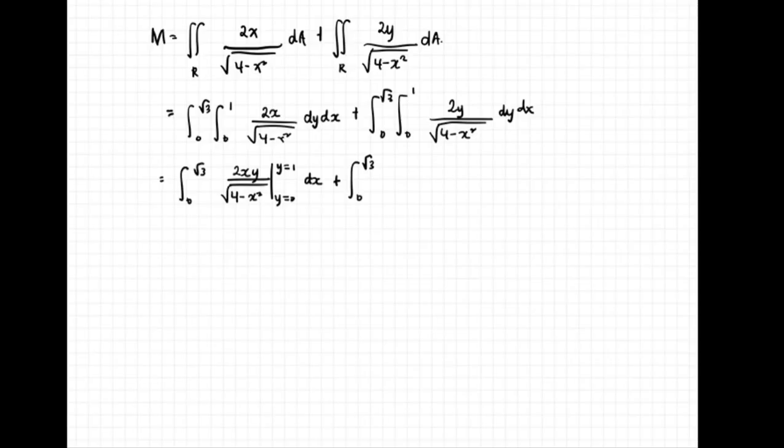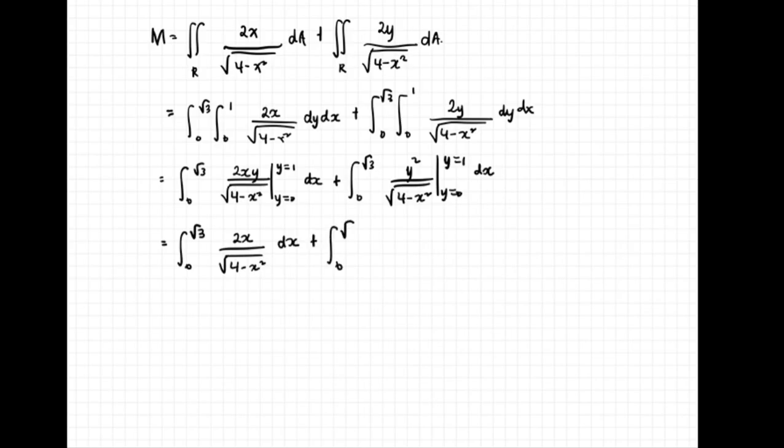So that would be y squared divided by the square root of 4 minus x squared, evaluated from y equals 0 going to y equals 1 dx. And so this is equal now to the integral from 0 to square root of 3. When y is 1, you have here 2x divided by the square root of 4 minus x squared dx, plus the integral from 0 to square root of 3 of, when y is 1, we have here 1 divided by square root of 4 minus x squared. When y is 0, the numerator is 0. And so we're left now with integrating here these two terms.